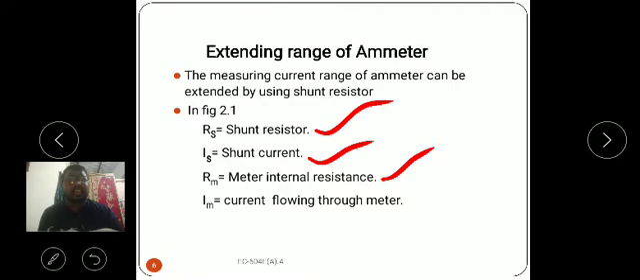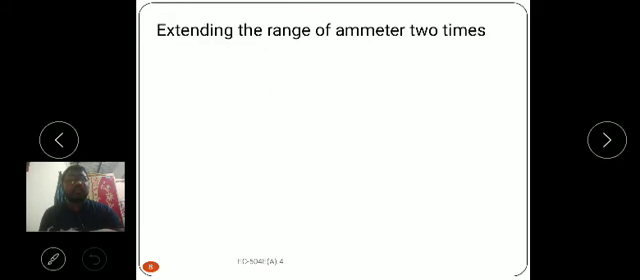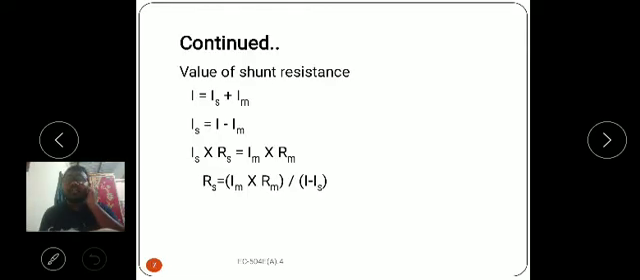In this particular DC ammeter we are only using two resistors. One is the meter internal resistance, RM, and in shunt with it we connect the shunt resistor to extend the DC ammeter. Now, how do we calculate the value of the shunt resistor?